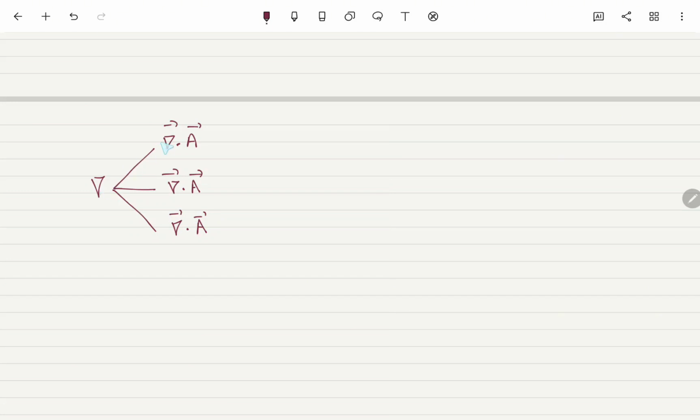Now, del might operate on this divergence with the quantity del, like del dot divergence A, or it might apply on this one here with the cross product, del cross divergence A, and the other one, which applies with the gradient, this one here, del divergence A. And this is the curl. Now let's discuss the three possible cases we might have in this one here.